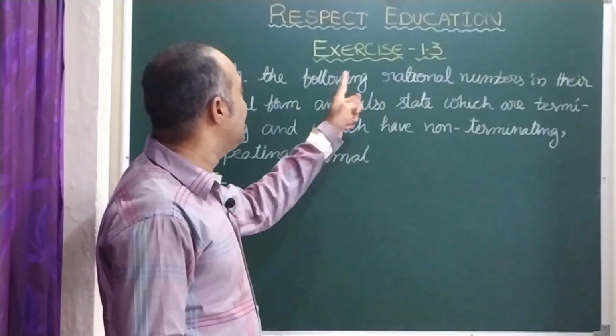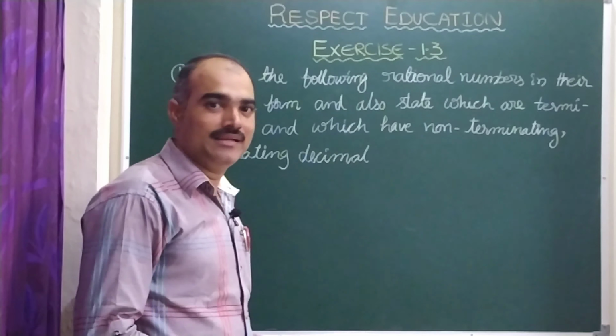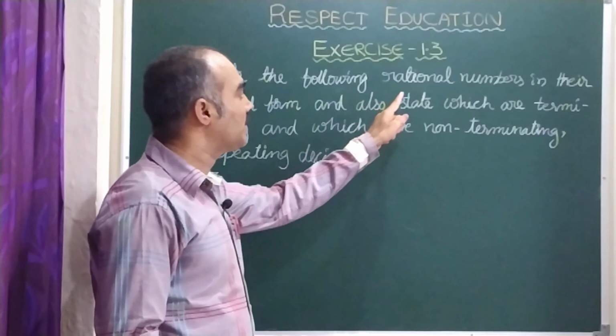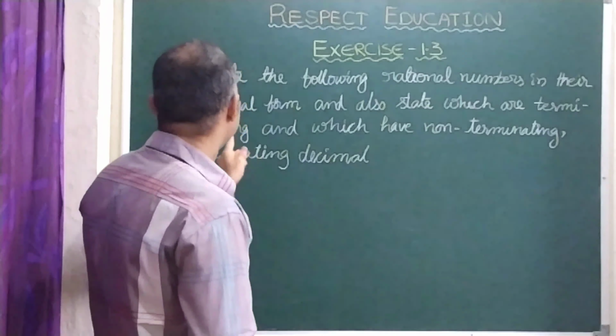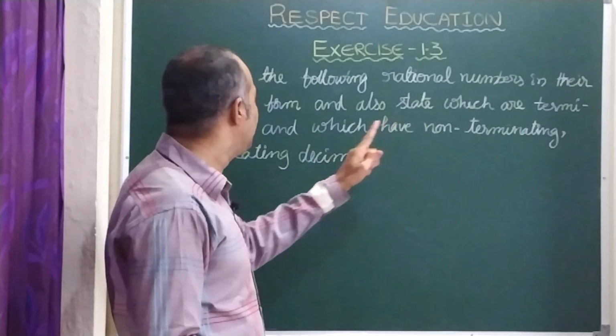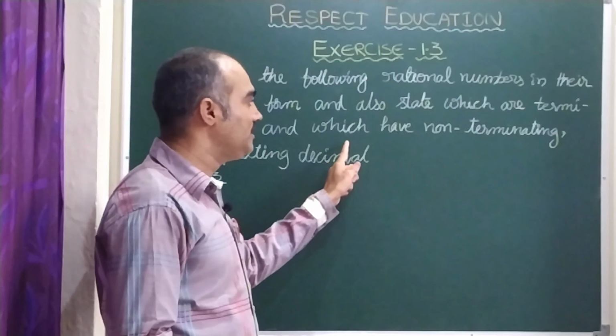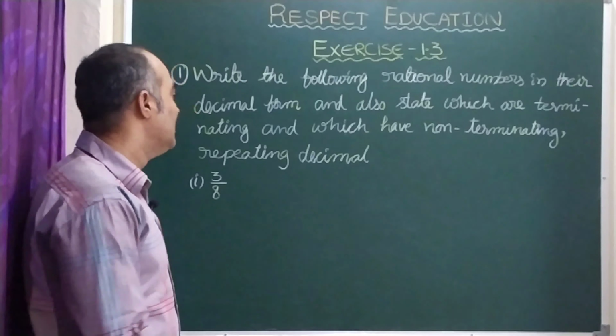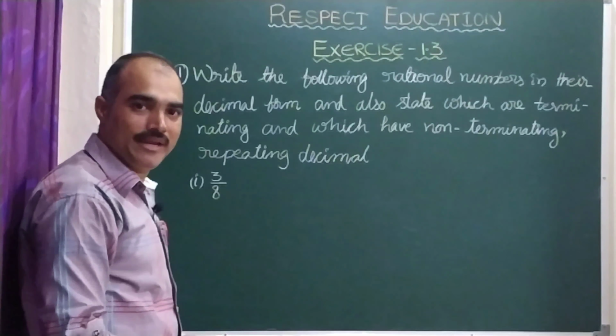In this session we see exercise 1.3. In question number 1 you see, children, write the following rational numbers in their decimal form and also state which are terminating and which have non-terminating repeating decimal. Let us see the first bit, children, 3 by 8.